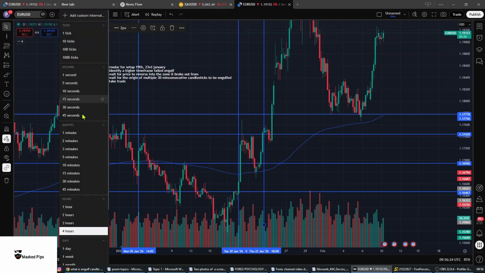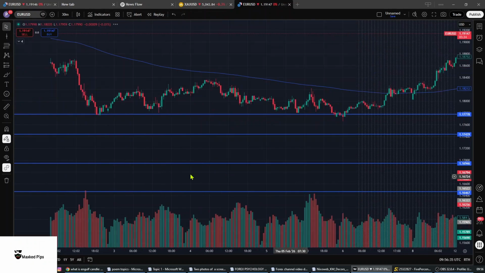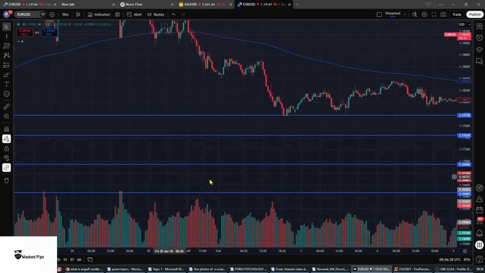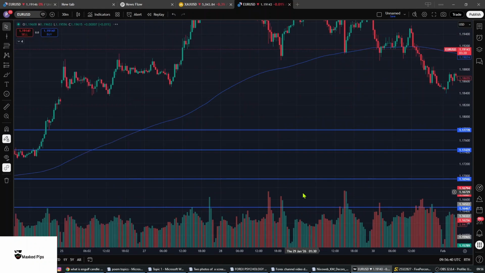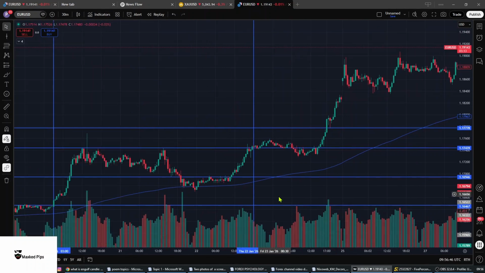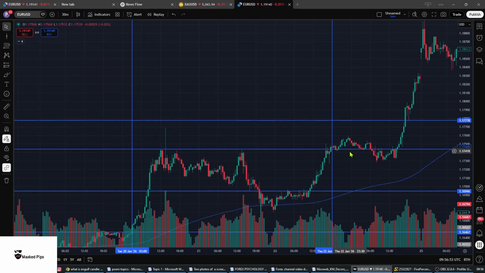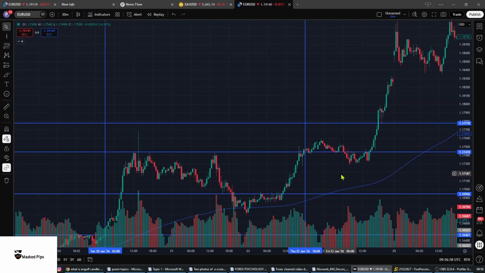So let's go down to our 30 minutes time frame. This is the 22nd of January. Yeah, so this 22nd of January, we'll have to wait for price to go back into this zone, and we have to wait for multiple 30 minutes candles, in this case multiple 30 minutes bearish candles, to be engulfed.